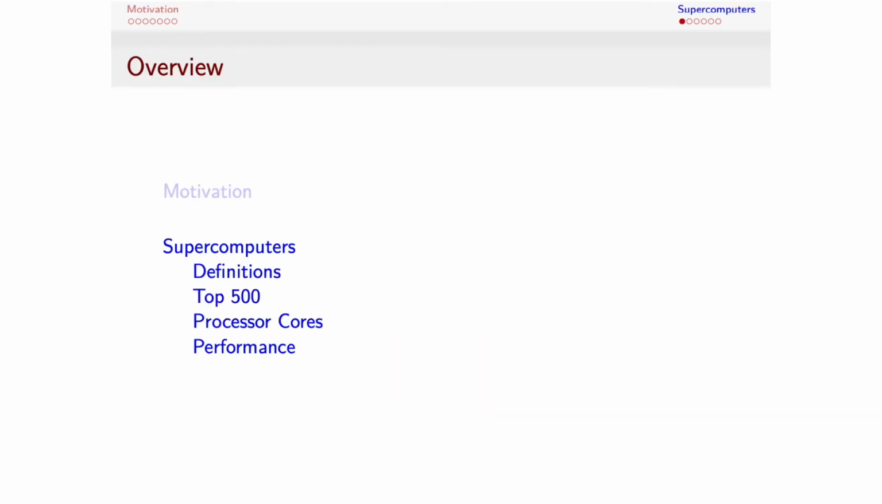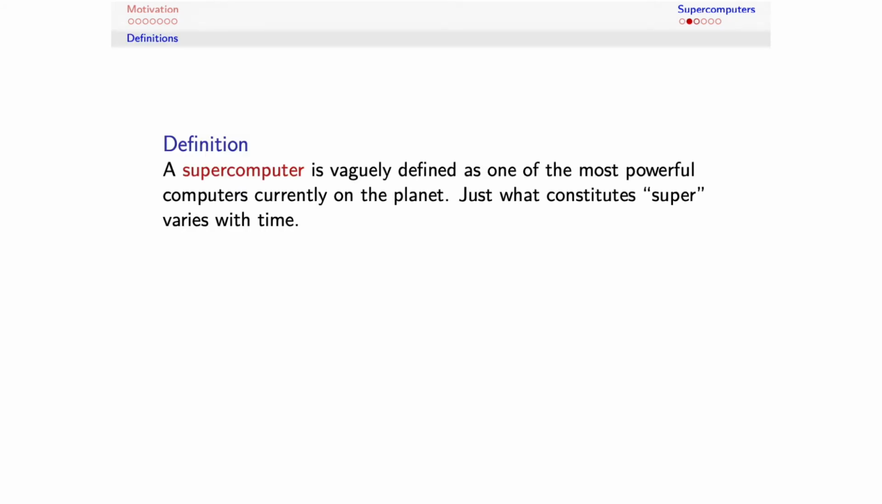Let's take a look at the extreme of the parallel computing world, an area that's usually referred to as supercomputing. So what are we talking about when we talk about a supercomputer? Well, it's a kind of moving target. A definition for supercomputer, and I've said right here that it's intentionally vague, is basically just the most powerful computer currently available on the planet. And so the definition of supercomputer has changed over time, but we kind of know them when we see them, right? They're the most powerful machines available.